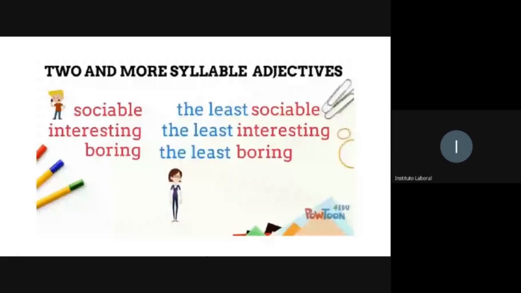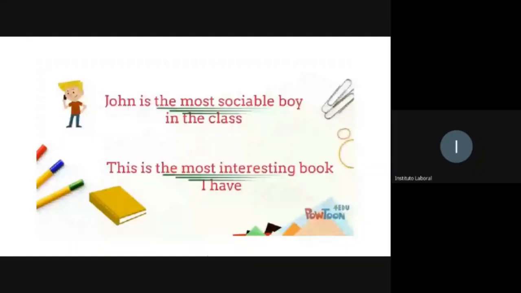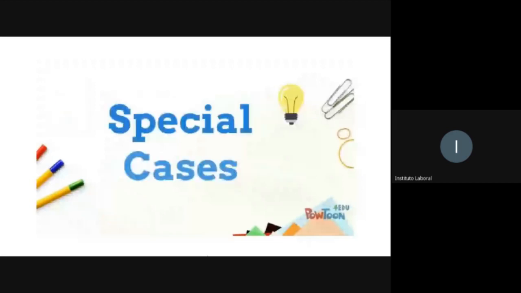The opposite of the most is the least. The least social. The least interesting. The least boring. For example, John is the most social boy in the class. This is the most interesting book I have.